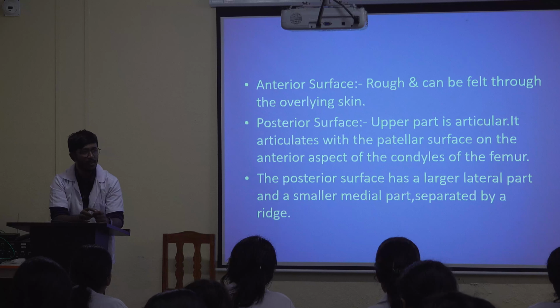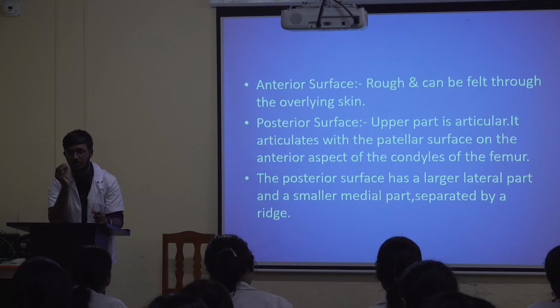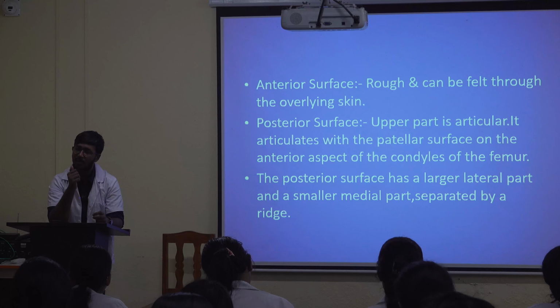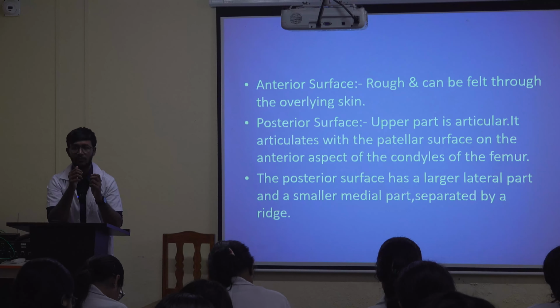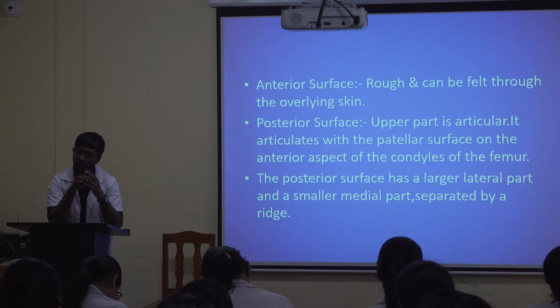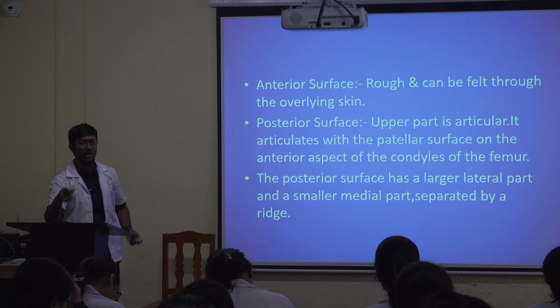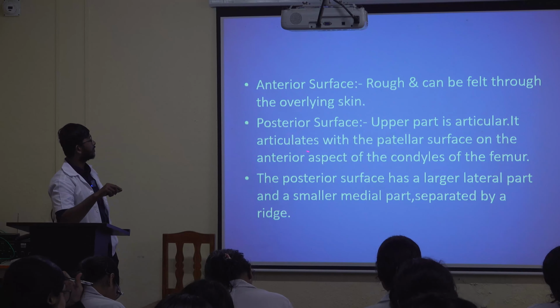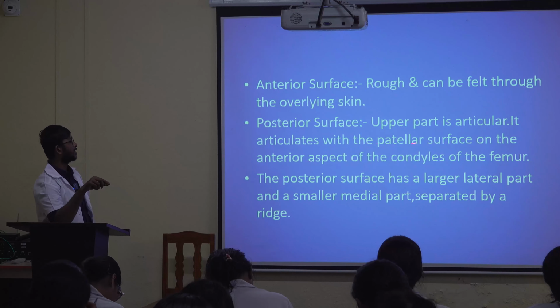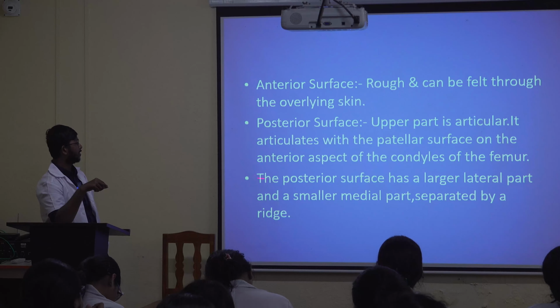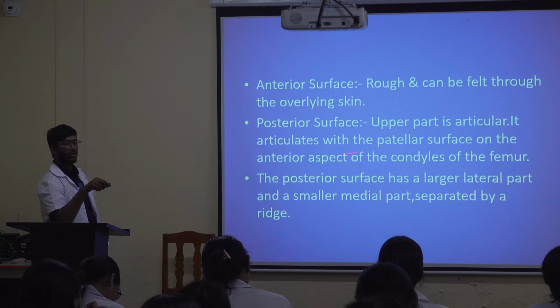The femur has been covered now. So the femur has one medial condyle and one lateral condyle. The medial condyle articulates with the medial posterior surface of the patella, and the lateral condyle of the femur articulates with the lateral posterior surface of the patella. So this forms the knee joint mainly. So the posterior surface, upper part is articular, it articulates with the patellar surface on the anterior aspect of the condyles of the femur.